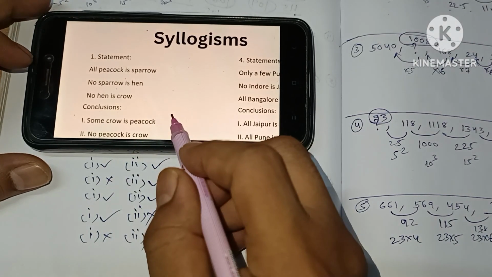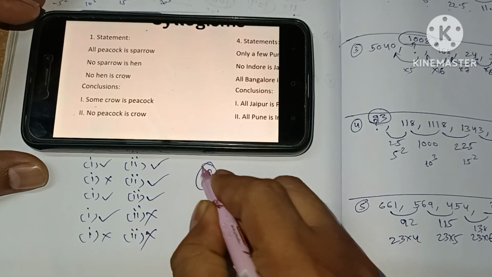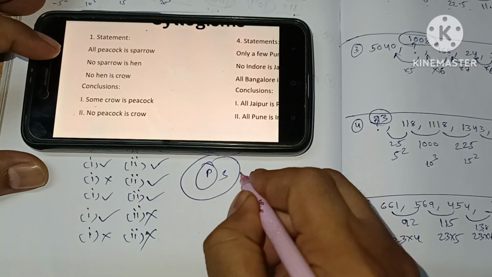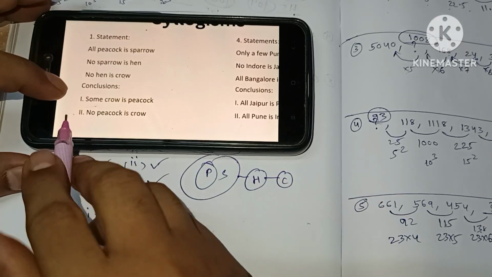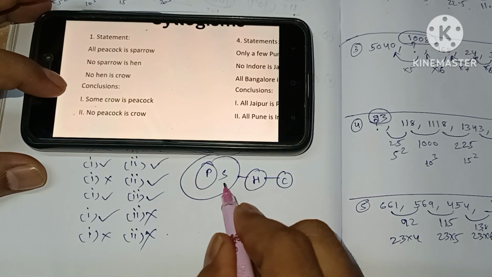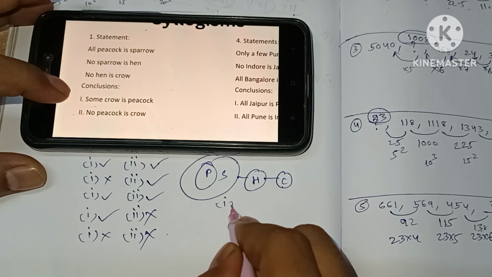Now we are going to see syllogisms. First question. All peacock is sparrow. No sparrow is hen. No hen is crow. Let's see the conclusions. Some crow is peacock. Crow and peacock, direct conclusion. There is no direct relation between these two. So the first conclusion will be false.